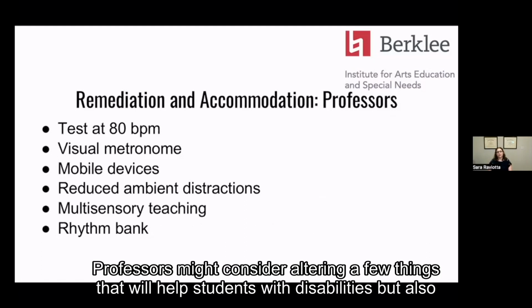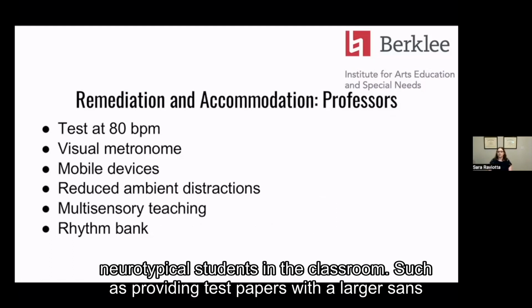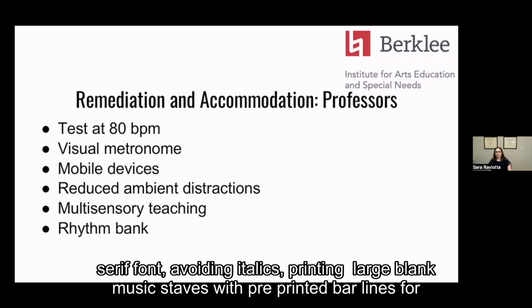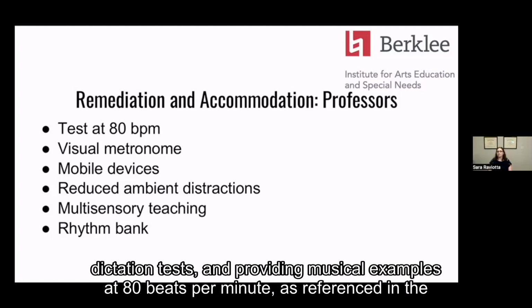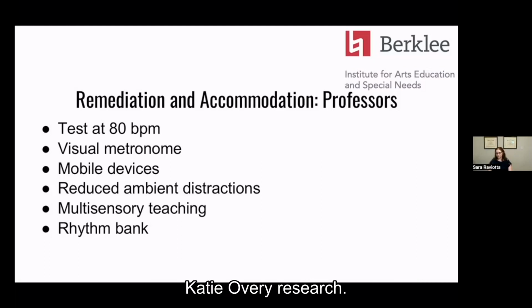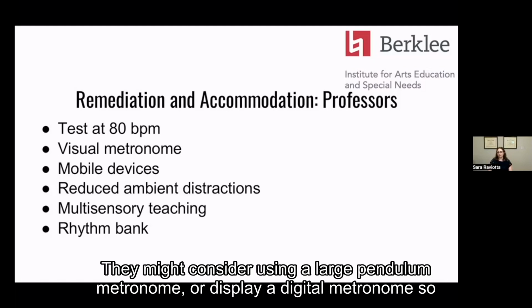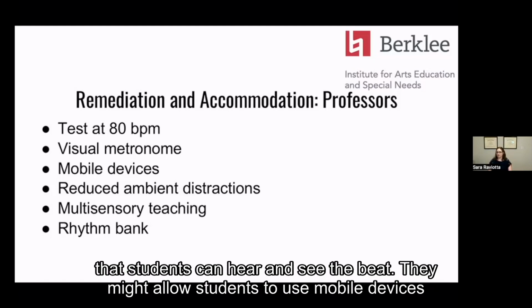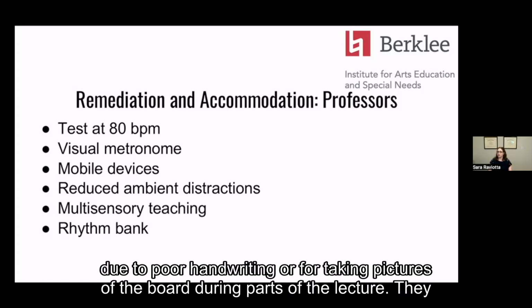Professors might consider altering a few things that will help students with disabilities, but also neurotypical students in the classroom, such as providing test papers with a larger sans serif font, avoiding italics, printing large blank music staves with pre-printed bar lines for dictation tests, and providing musical examples at 80 beats per minute, as referenced in the Katie Overy research. They might consider using a large pendulum metronome or display digital metronomes so that students can hear and see the beat. They might allow students to use mobile devices for note-taking due to poor handwriting, or for taking pictures of the board or recording parts of the lecture.